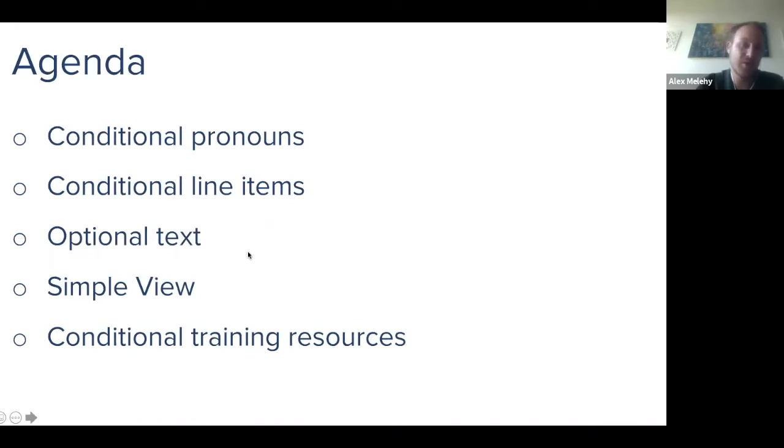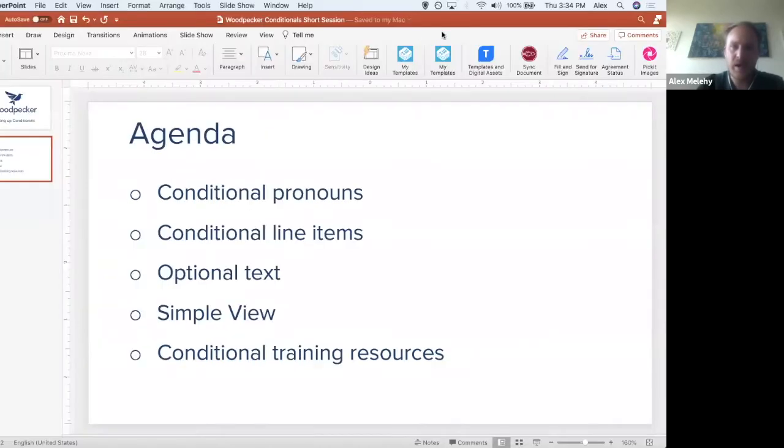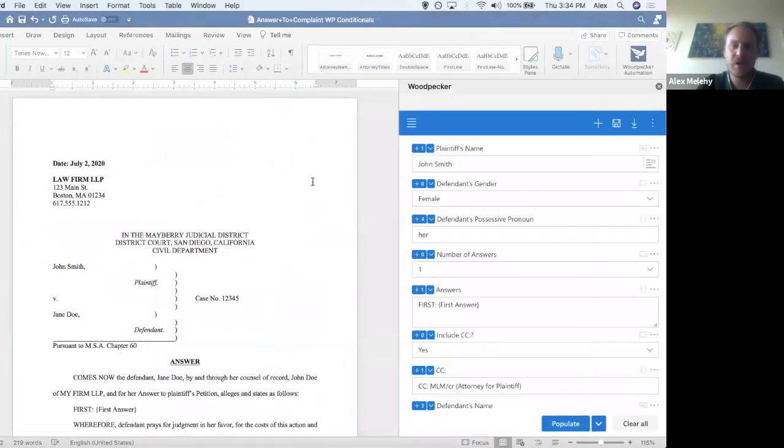We're also going to be going through optional text. So having an entire paragraph or an entire line swap in and out and be excluded or included. Finally, we'll go through simple view and hiding or abstracting these conditionals in a form or in a template so that they're a little less confusing. And then finally, we'll just go through any of the additional supplementary training resources that are available for working with conditionals. Okay, so with that, let's hop right into it.